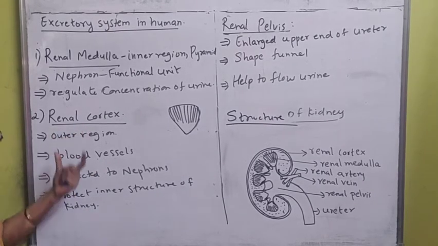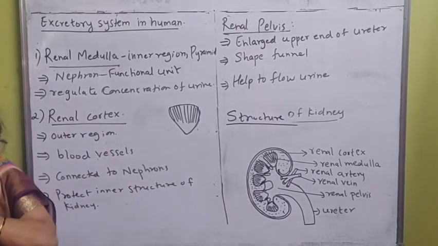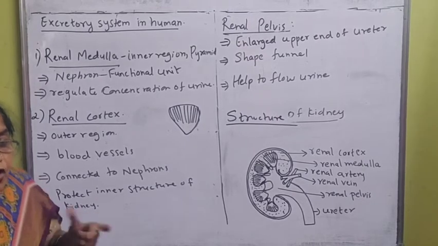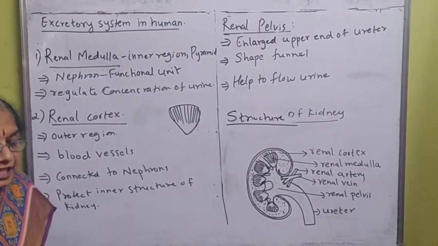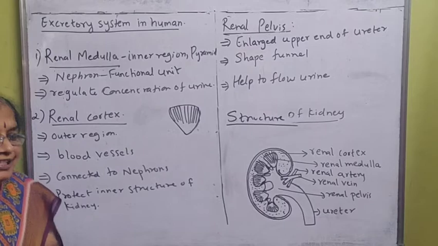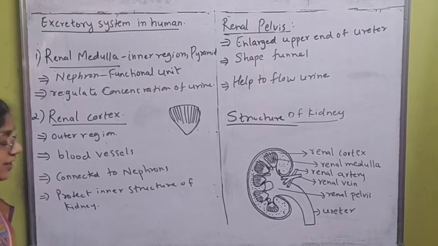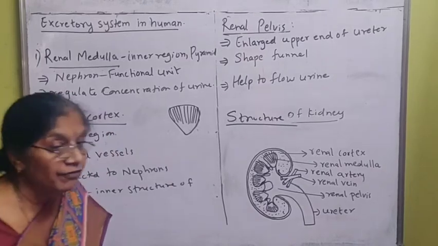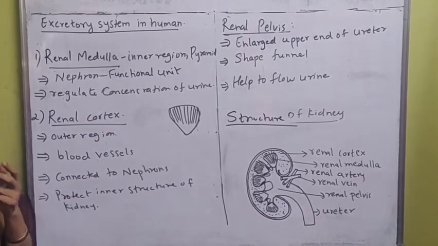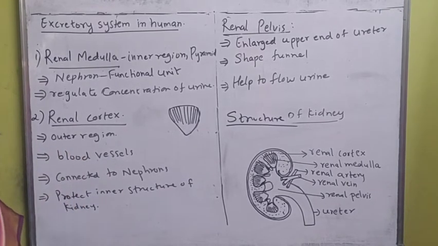The renal cortex is connected to the nephrons, because it is the outer region, and whatever exchange or diffusion should take place happens there. So the cortex is connected with the nephrons. And what is its main function? It protects the inner structure of the kidney. The nephron is a very important unit of the kidney, so that should be protected. So the renal cortex protects the inner structure of the kidney.